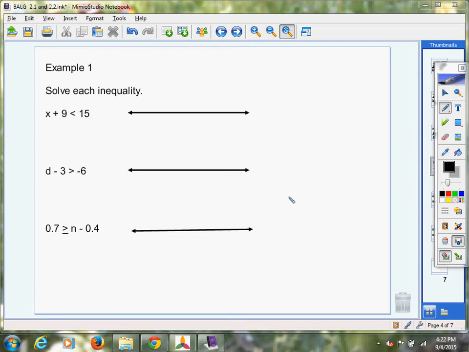We're doing 2.2. We're solving one-step inequalities, focusing in on addition and subtraction. We want to undo addition and subtraction. So we're going to do one-step inequalities. Now our goal is to solve the one-step inequality, and then we're going to graph our answers. So we're going to continue practicing that skill.